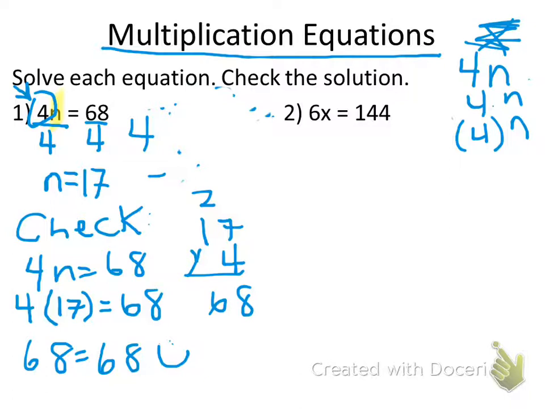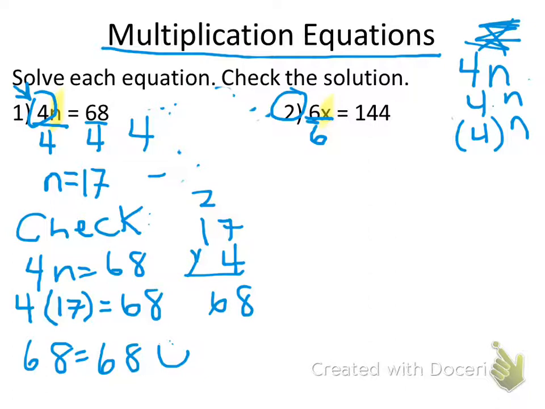Here, now we're going to do number 2. You need to write this down in your notebook. Start by writing 6x equals 144 right now. So you need to write this one down. Okay. Our goal again is to get the variable by itself. To do that, we need to find a way to get rid of this 6. The 6 is multiplied to the x. To get rid of it, we're going to divide it by 6 so that we have the x by itself.